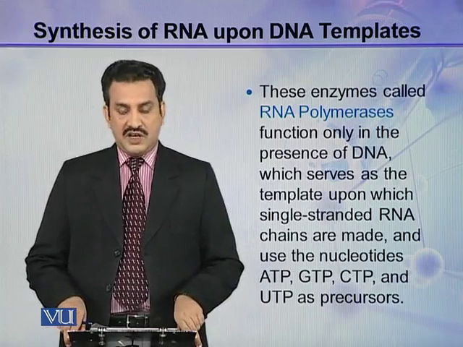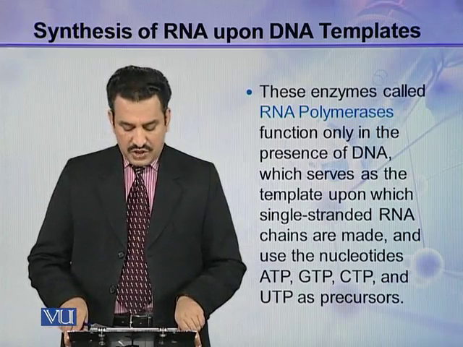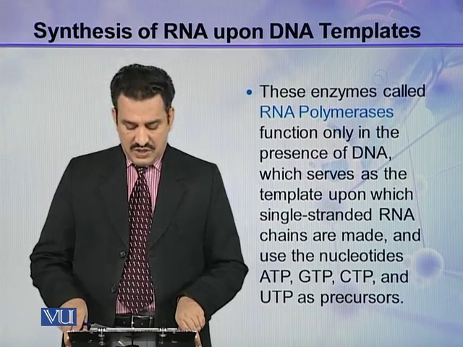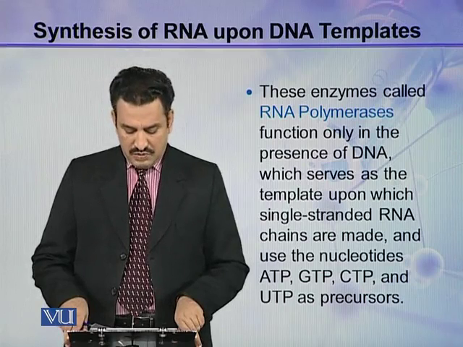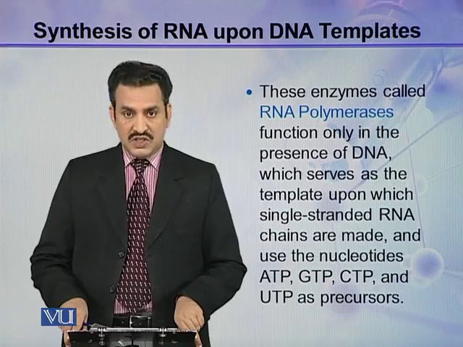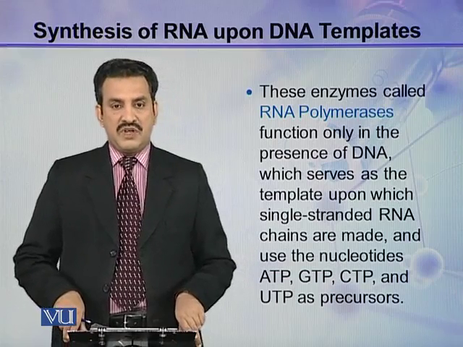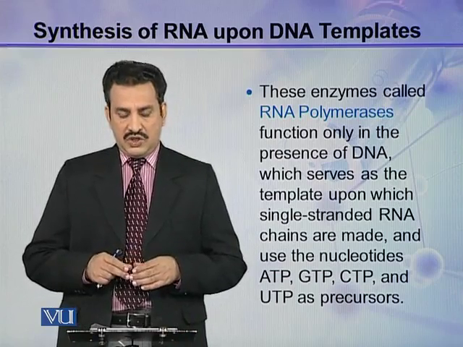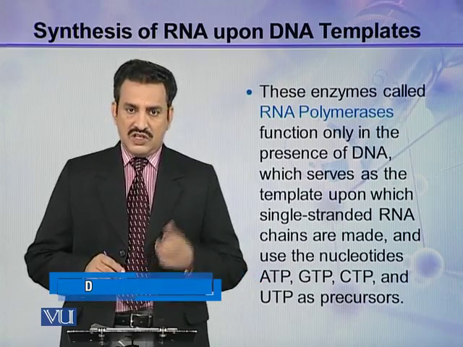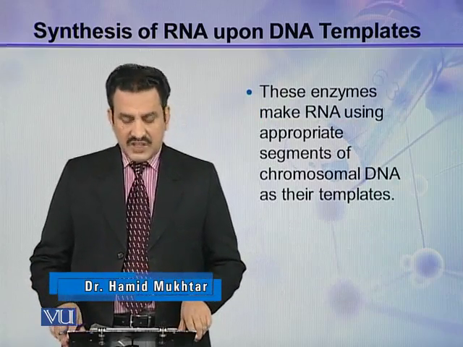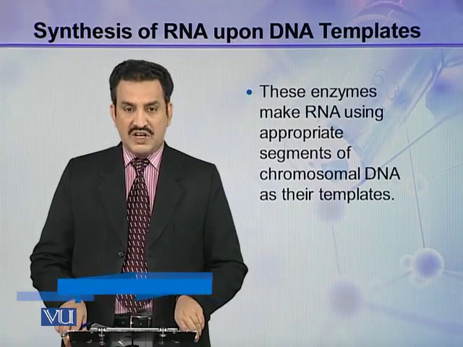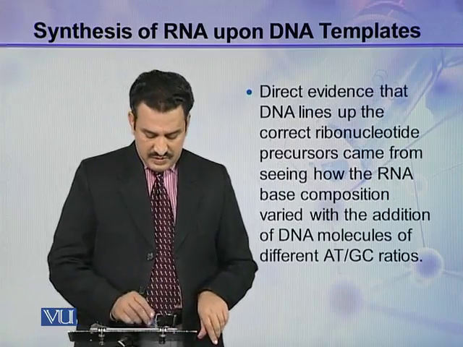These enzymes, called RNA polymerases, function only in the presence of DNA, which serves as the template upon which single-stranded RNA chains are made, and use the nucleotides ATP, GTP, CTP, and UTP as precursors. So these nucleotides are used as precursors, and the synthesis of the mRNA strand takes place on the DNA. These enzymes make RNA using appropriate segments of chromosomal DNA as their templates.